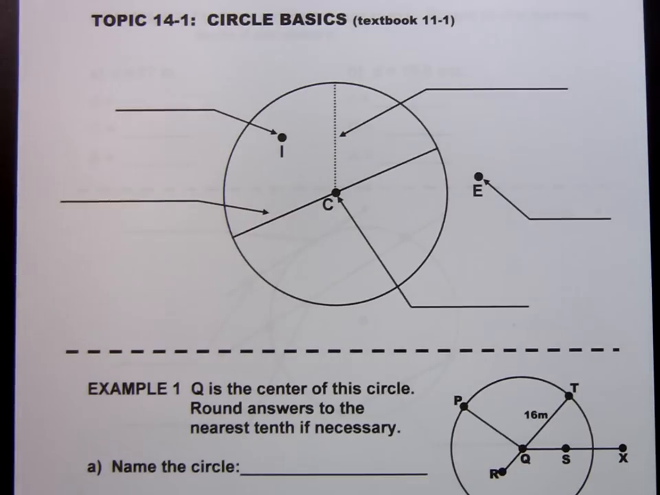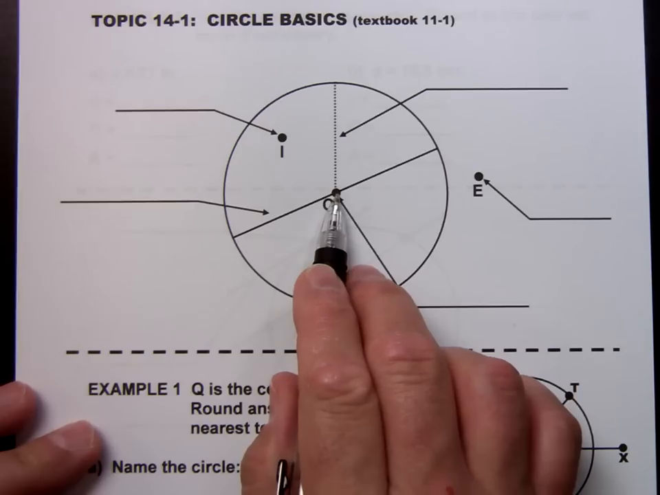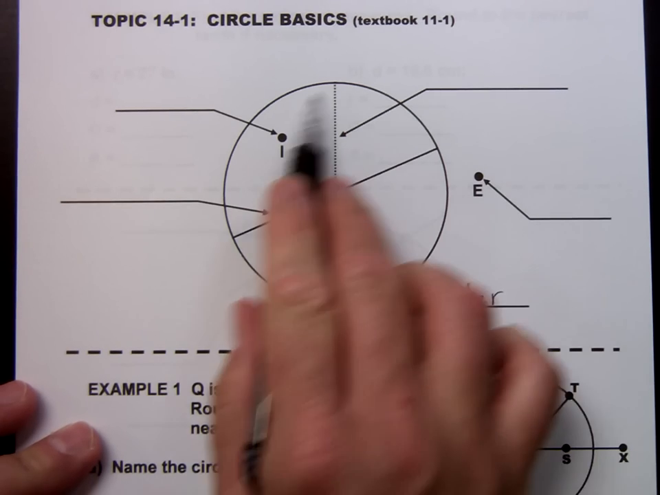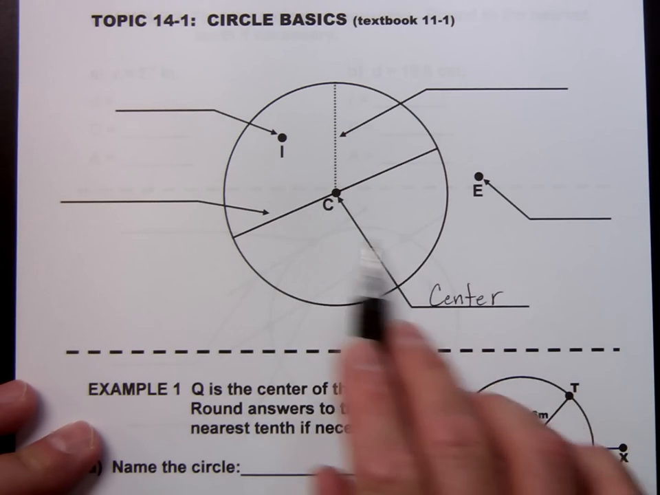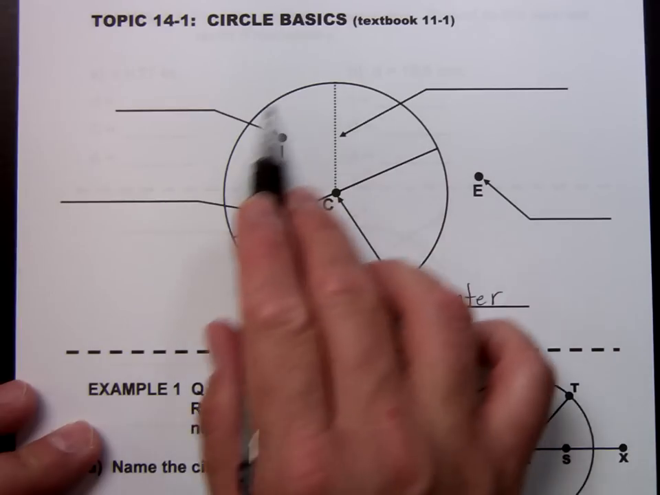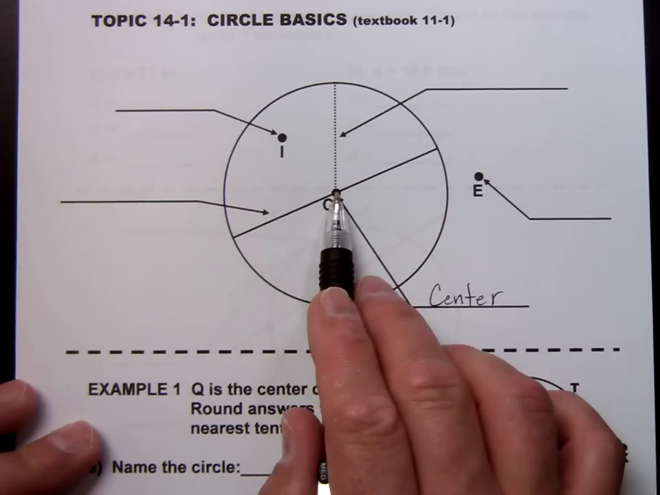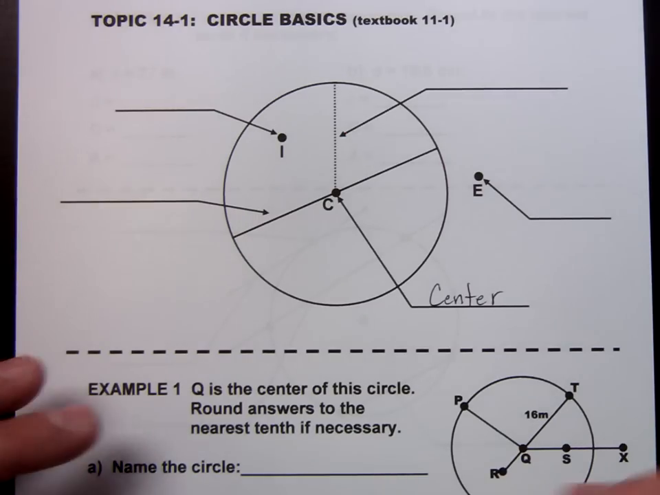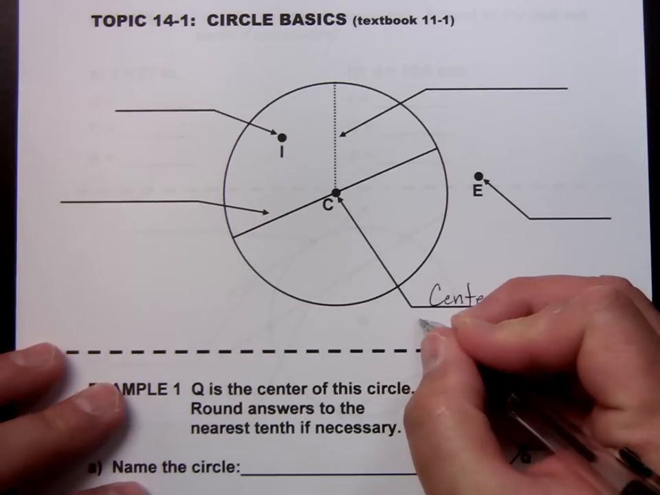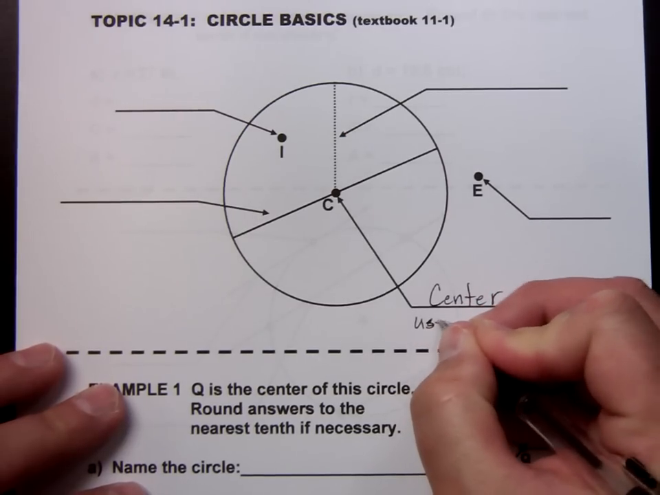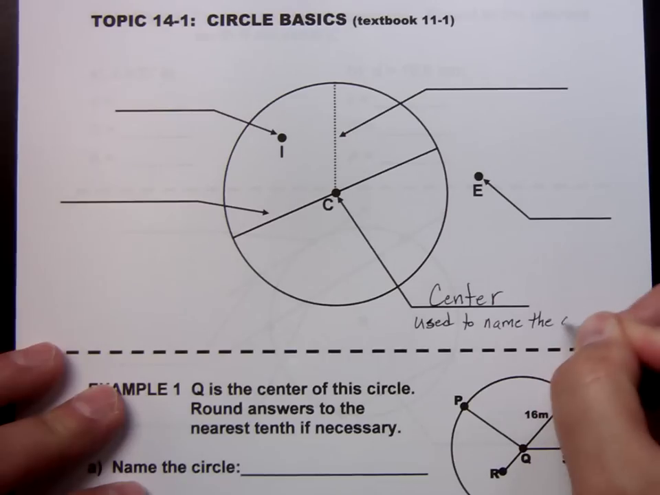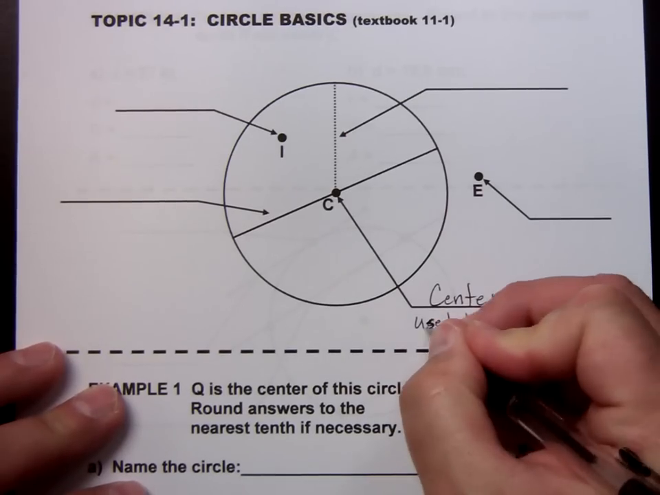Alright, we're talking about circle basics today. So let's look at the parts of the circle. This is called the center of the circle. A circle is all of the points in a plane that are equidistant from a particular point. So every point on this circle is the exact same distance from that center point. And since everything in that circle is based on that point, we use that point to name the circle. So the center is used to name the circle.